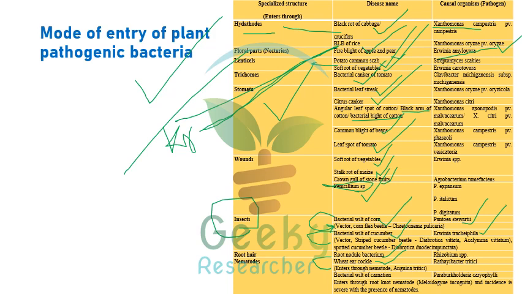Now let me come once again. The pathogens which enter through hydathodes: black rot of cabbage; lenticels: potato common scab; trichomes: bacterial canker of tomato; stomata: bacterial leaf streak, citrus canker and all those things; wounds: soft rot of vegetables; insects. Bacterial wilt of corn is transmitted by a vector called the corn flea beetle, Chaetocnema pulicaria, whereas bacterial wilt of cucumber is transmitted by two vectors, the striped cucumber beetle and the spotted cucumber beetle. The scientific name of the striped cucumber beetle is Diabrotica vittata or Acalymma vittatum. The scientific name of the spotted cucumber beetle is Diabrotica undecimpunctata.